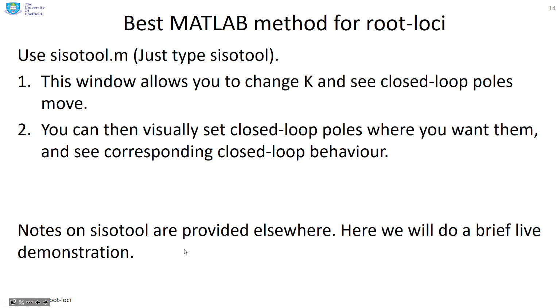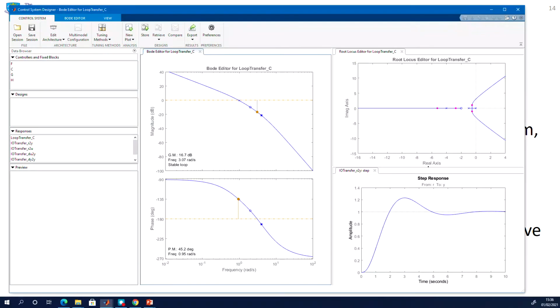Now there is another method you can use in MATLAB, and that's SISO tool, and this window is a bit more interactive. It allows you to change k and see the closed loop poles move, and then you can visually set the closed loop poles where you want them to be. So I'll show you this very quickly so that you can see.